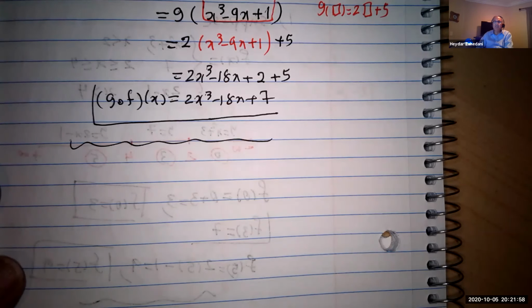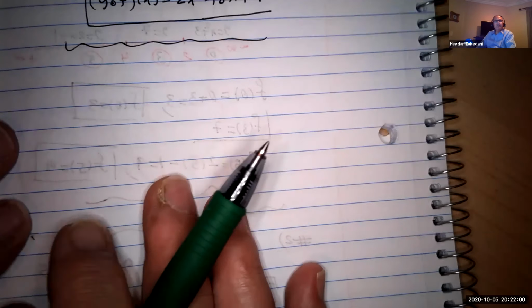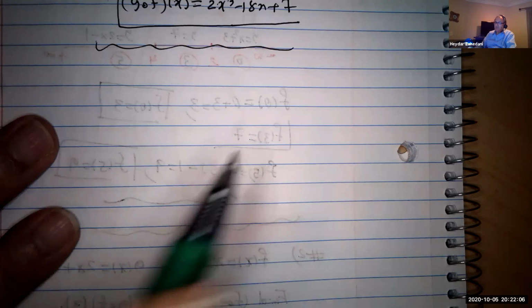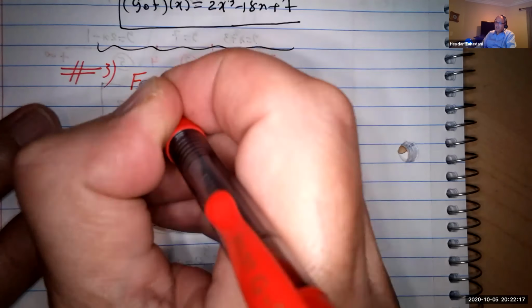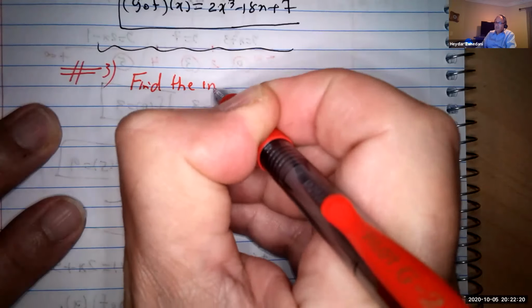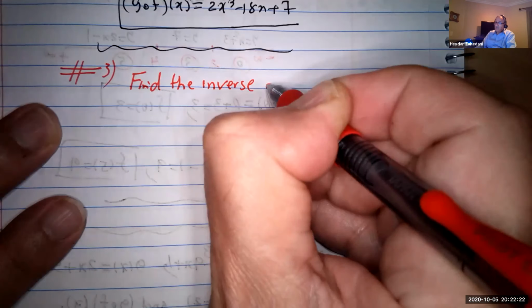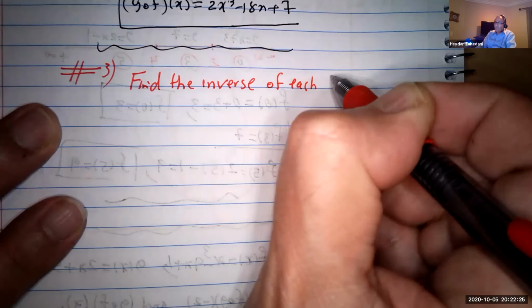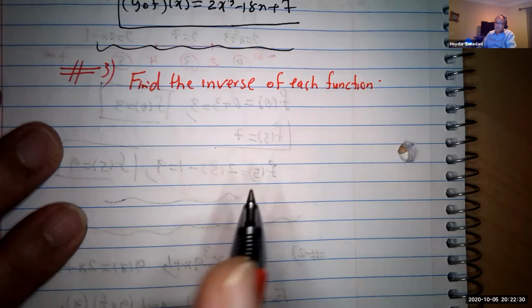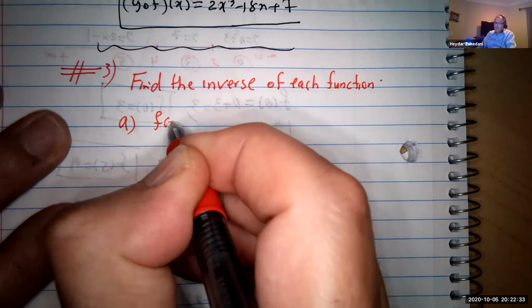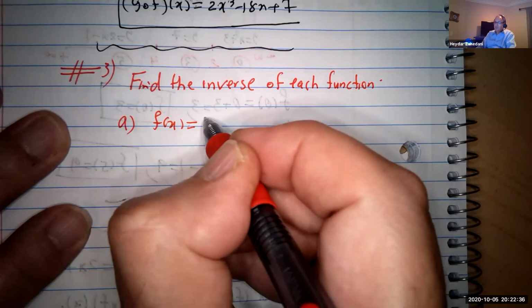Number 3, easy function. We want to find the inverse of these functions. Inverse, we talk about it, we switch x and y. We try to see if we get the new functions. So that is number 3. Number 3, find the inverse of each function. There are 2 types. The first one is f of x equal to 2x plus 5.